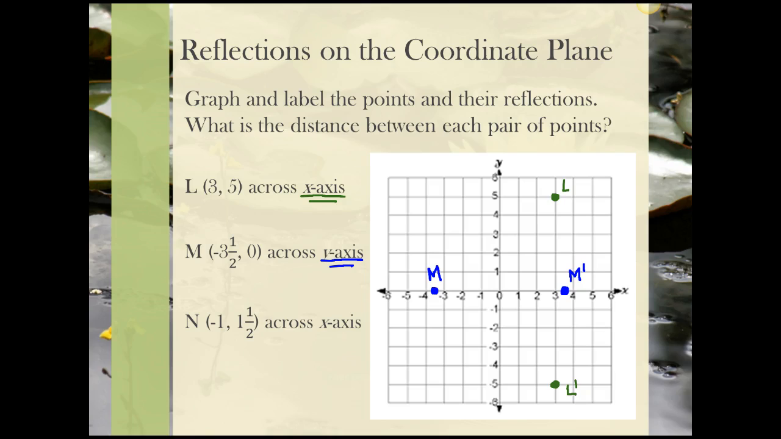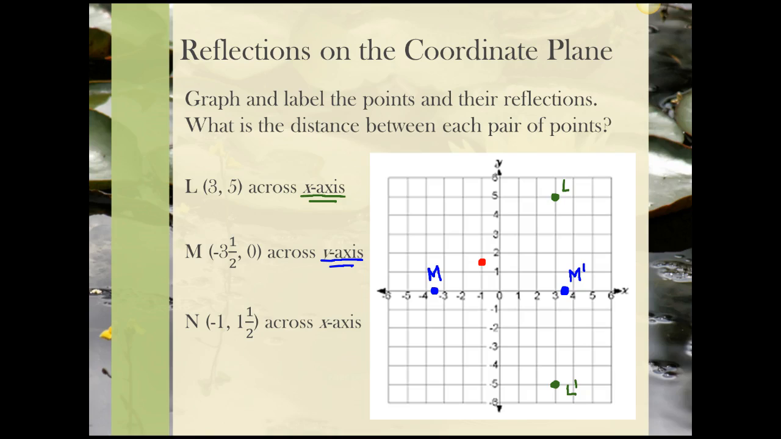And finally, we'll graph N. To graph N, we'll go -1 on the x-axis and up 1 1/2 on the y-axis. That will put us between 1 and 2. And we'll mark our point as N.